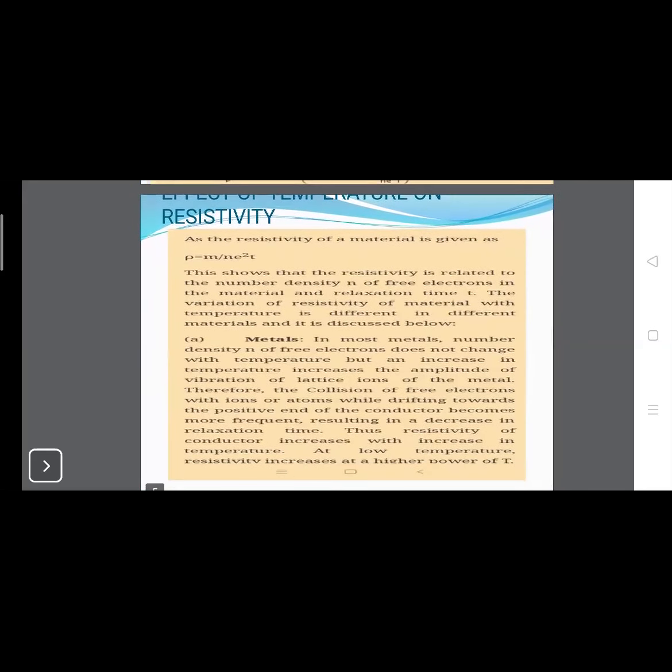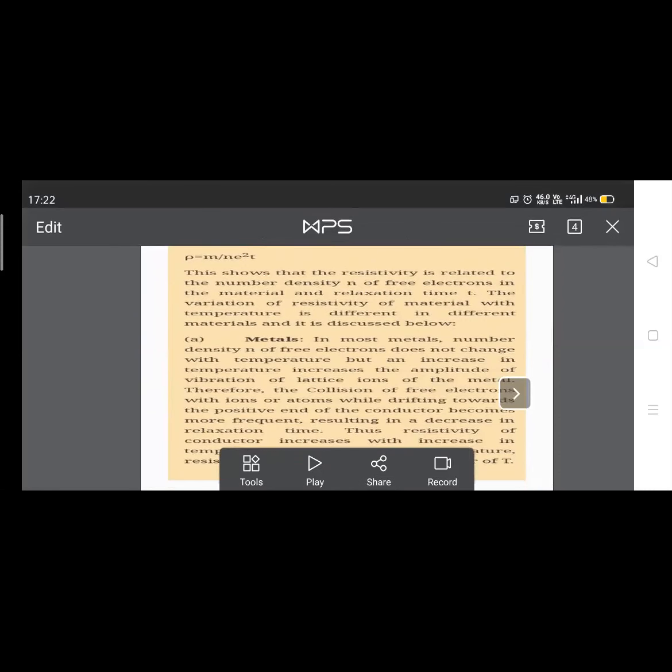And we can write this equation J equal to sigma into E, where sigma is 1 upon rho. So this is the microscopic form of Ohm's law. So I hope this is clear to you. Now let's start a new topic.